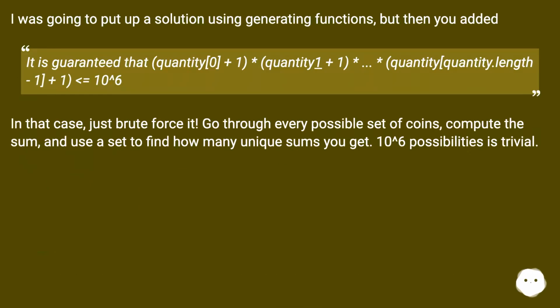I was going to put up a solution using generating functions, but then you added: it is guaranteed that (quantity[0] + 1) * (quantity[1] + 1) * ... * (quantity[length-1] + 1) is at most 10 to the power of 6. In that case, just brute force it. Go through every possible set of coins, compute the sum, and use a set to find how many unique sums you get. 10 to the power of 6 possibilities is trivial.